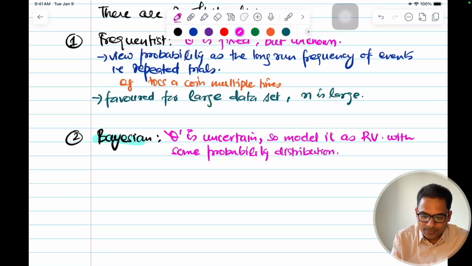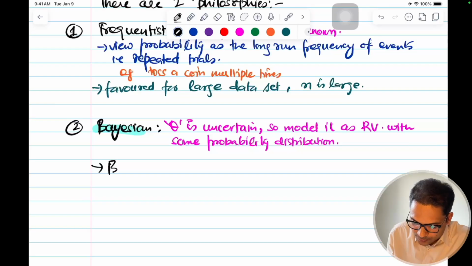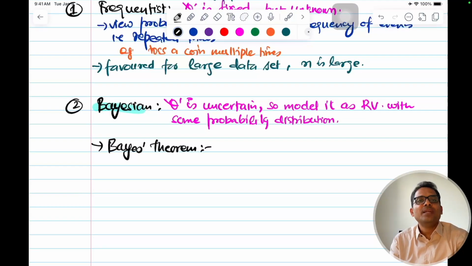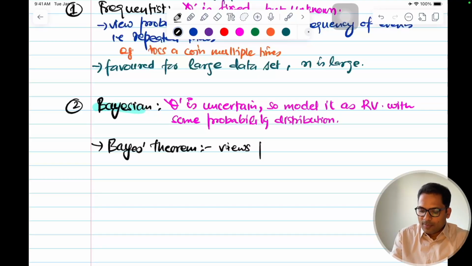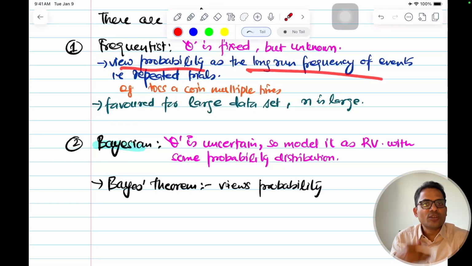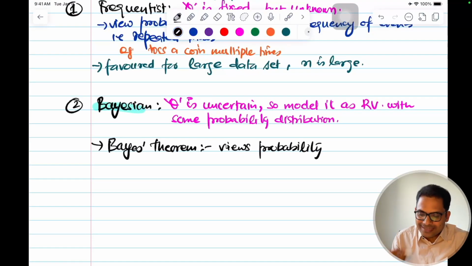Whenever you hear the word Bayes, it comes from Bayes theorem. So the Bayesian approach is coming from Bayes theorem. It views probability as a degree of belief. The way they view probability is different. One views probability as the long run frequency of events, and from that calculates how many heads, how many tails. The Bayesian approach views probability as a degree of belief.